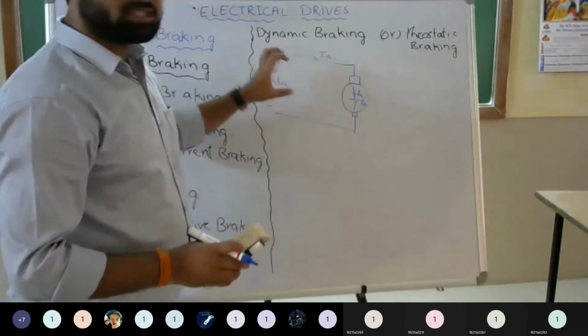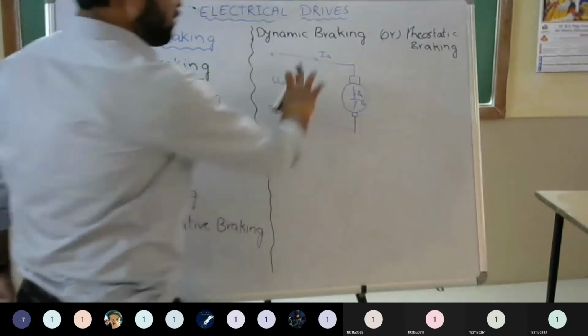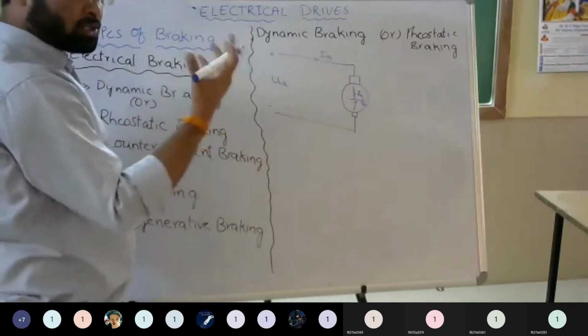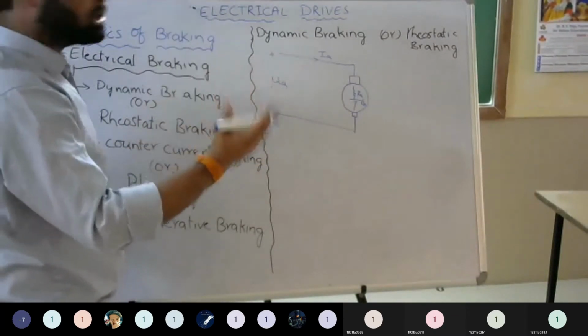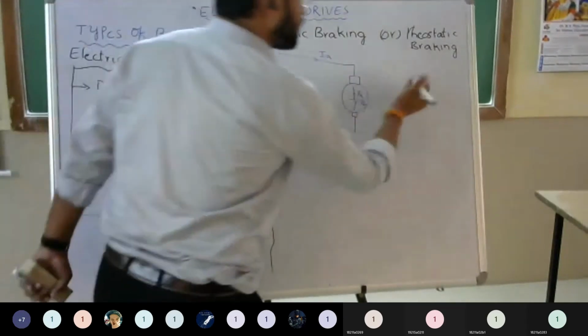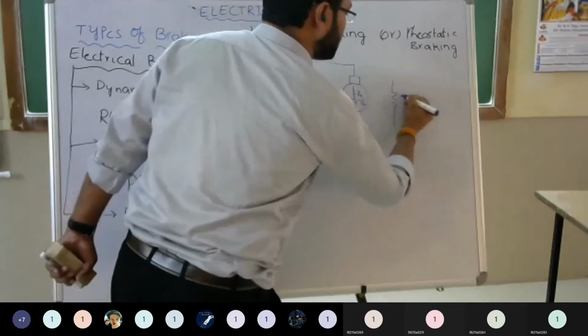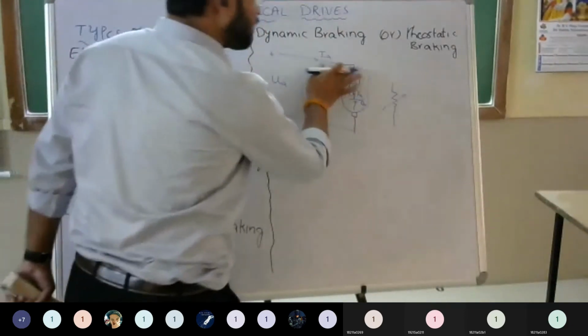Dynamic means a sudden change. We will remove this input supply. When you suddenly remove the input supply, the motor is already running, and some energy is stored in the moving part. That energy has to go somewhere. So we will attach one rheostat. What will happen during this plugging? Here, what will we do?